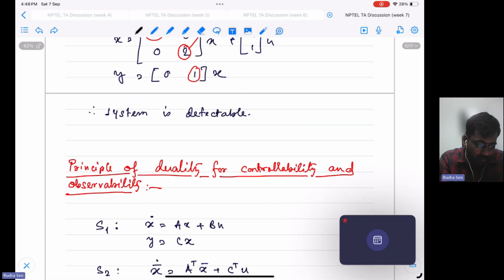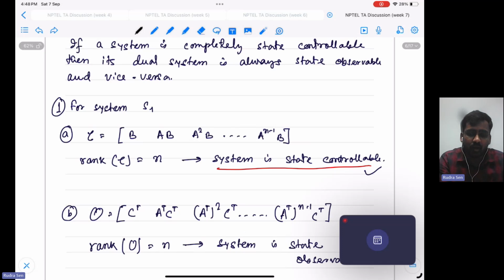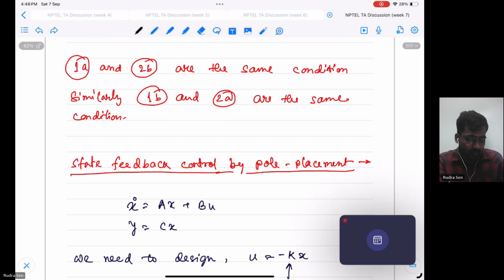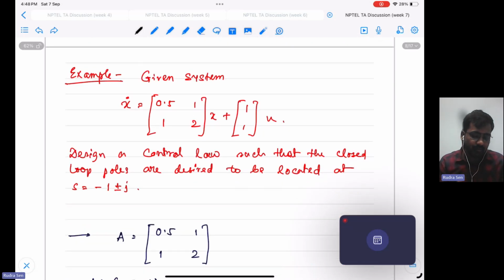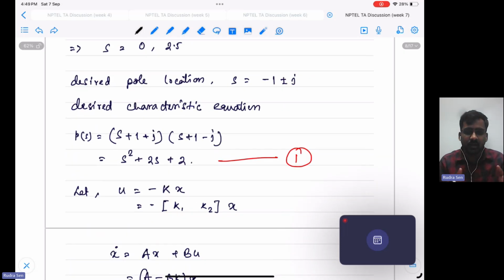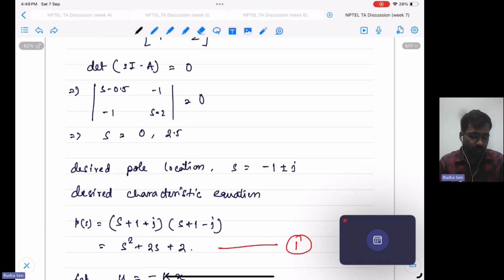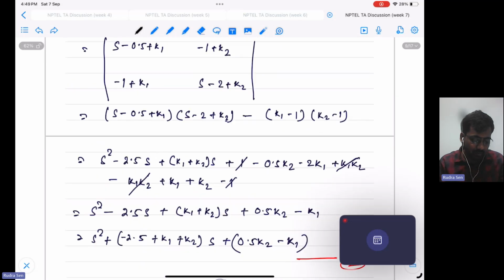Then we have studied the principle of duality for controllability and observability. Like if a system is state observable, then its dual system is state controllable. We have seen the proof, that both the conditions are the same. So if one happens, the other automatically happens. Then we have seen the state feedback control policy using the pole placement method. We have seen different pole placement methods. The first one is simple. We basically compare the desired characteristic equation with the closed loop characteristic equation using the original system state, and we find out the system poles.